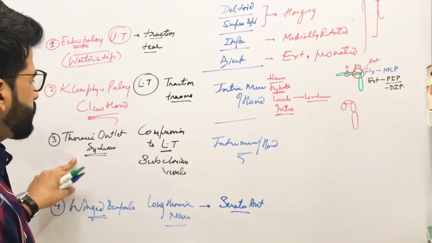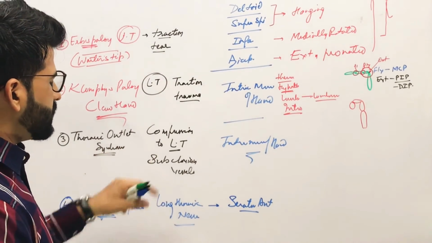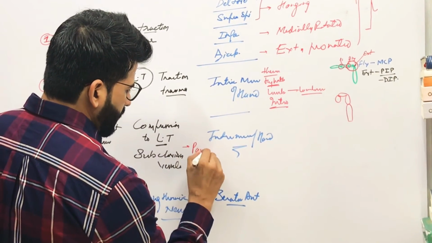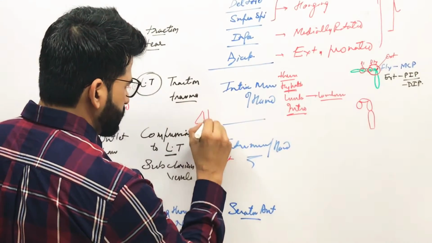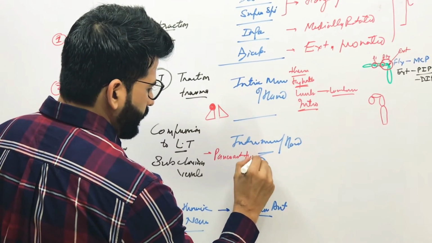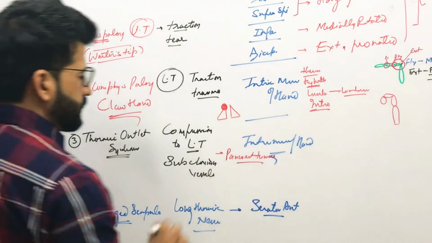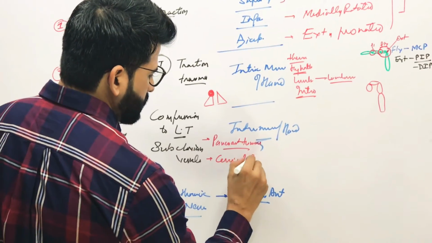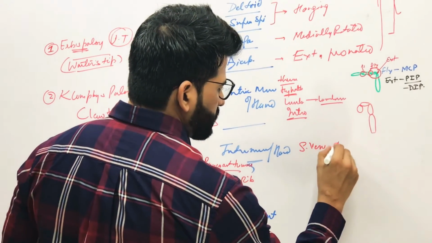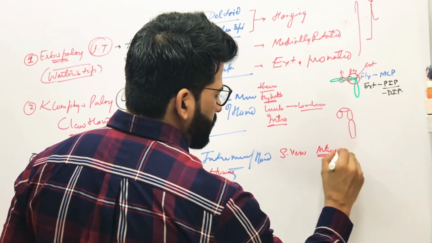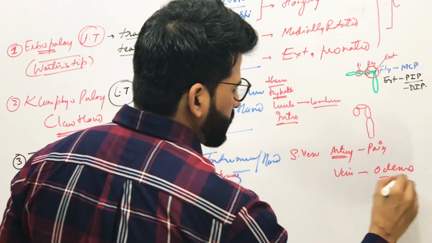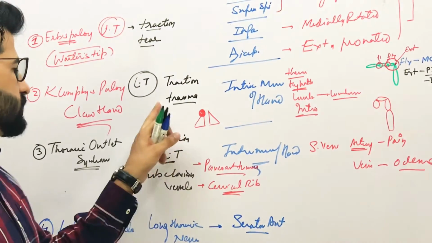Similarly, in thoracic outlet syndrome, compression of the lower trunk and the subclavian vessels can occur because of, number one, Pancoast tumor, that is a tumor taking place in the apex of the lung that can damage the lower trunk, and second is a cervical rib. Now, in the subclavian vessels, if the artery is damaged, there will be a lot of pain. If the vein is involved, there will be a lot of edema.